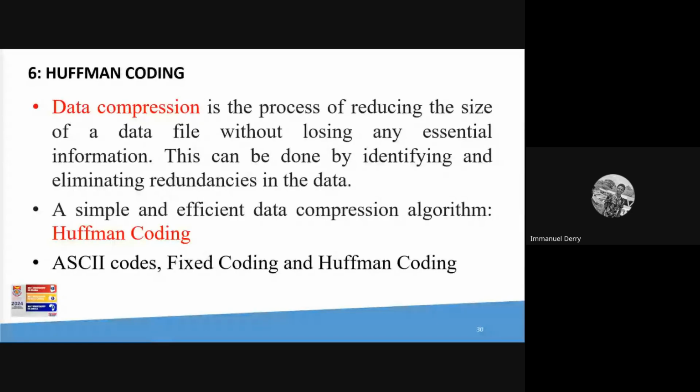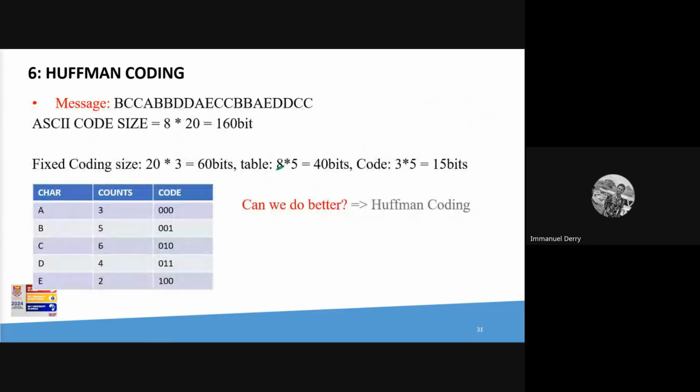Some of the most simple and efficient algorithms that can be used for data compression are Huffman encoding. Sir, please come again with the types. The one you say we should go and look for. Lossless and lossy. Lossless. Yeah. So we have Huffman encoding, and also the ASCII code, the fixed coding, and then the Huffman encoding. These are some examples of very simple and efficient data compression algorithms. So let's look into what they are and how you can actually use them.